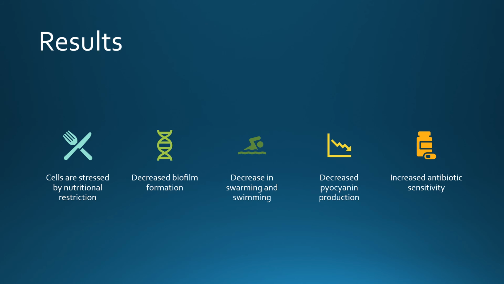So through this experiment with the use of different plates and media, tests, and antibiotics that they decided to use, they found that the cells of Pseudomonas aeruginosa were stressed by nutritional restriction, which means that they weren't as functional in certain medias. They had a decreased biofilm formation, decreased swarming and swimming, decreased pyocyanin production, and increased antibiotic sensitivity when that gshA gene was mutated compared to the wild type.